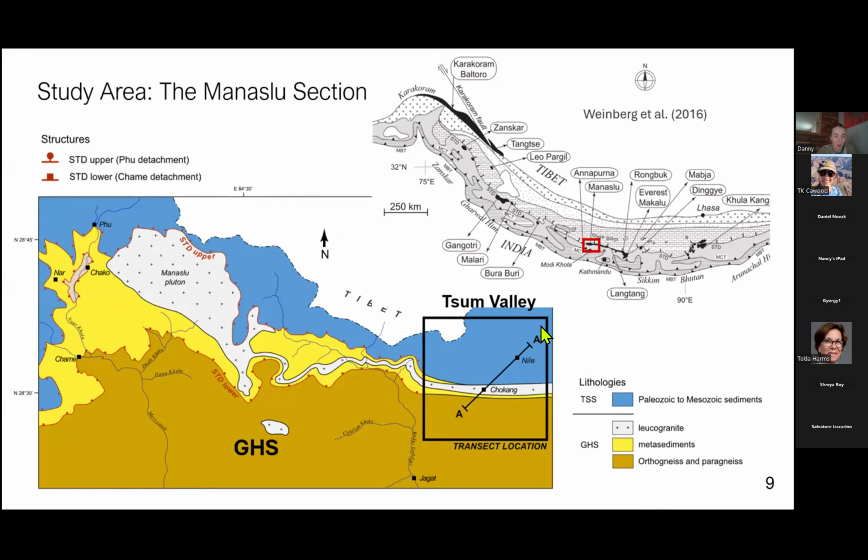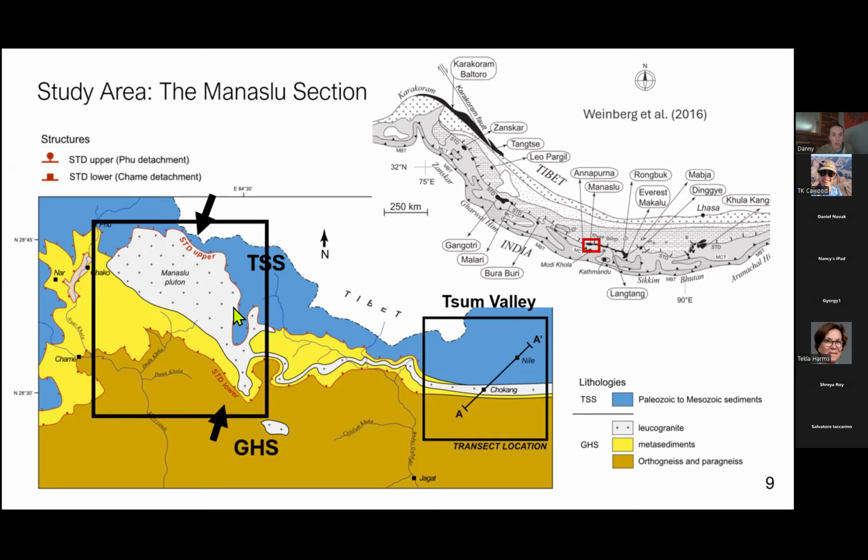So we have the Greater Himalayan sequence in brown and yellow, which is composed of gneisses, schists, migmatites, and then in blue, the Tethyan sedimentary sequence, composed of Paleozoic to Mesozoic sediments. Now, historically, the South Tibetan detachment system in the region had been mapped as two structures: a lower structure that is a ductile structure and lies wholly within the Greater Himalayan sequence, and a later structure, which is a brittle to ductile-brittle structure that lies at structurally higher levels.